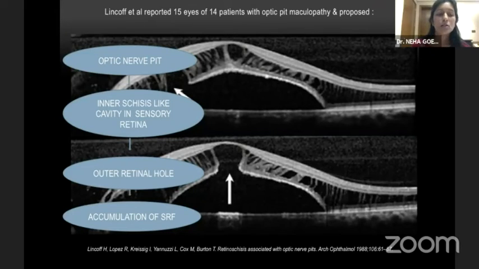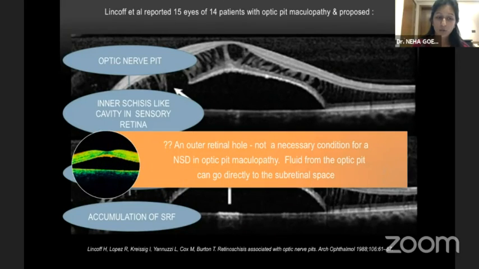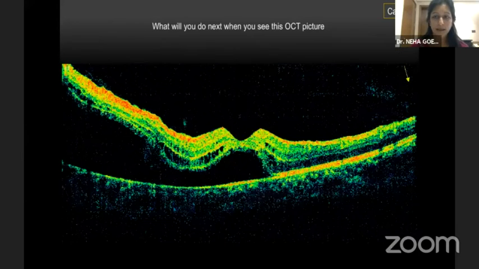Yeah, sure. So this is in contrast to Lincoff's theory, who said there should be a schisis followed by an outer retinal hole for this SRF to accumulate. These cases show that fluid from the pit can directly go to the subretinal space as well.